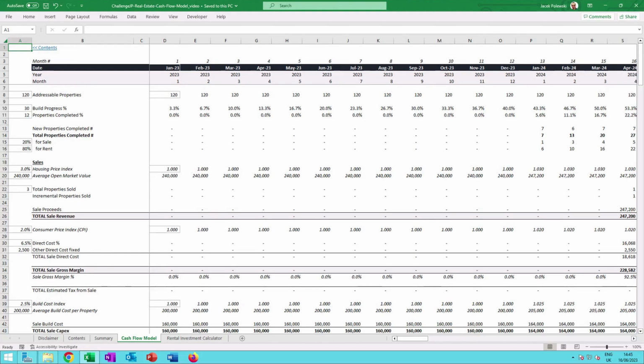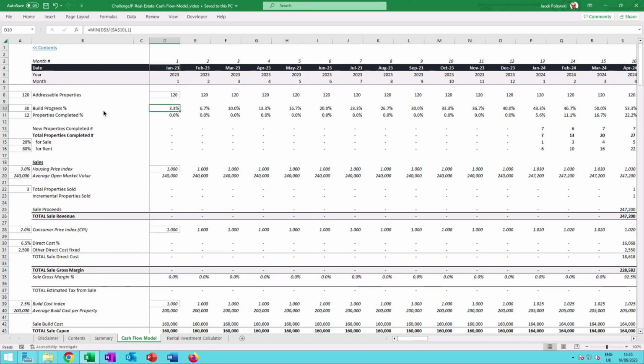Okay, so starting from the top, I start with listing the number of addressable properties. So the number of addressable properties will be the properties that we're planning to build over time. You see that I have a timeline here. So this is my month number, and then also the month and the year, and then also split separately the year and the month. Here I have my build progress.